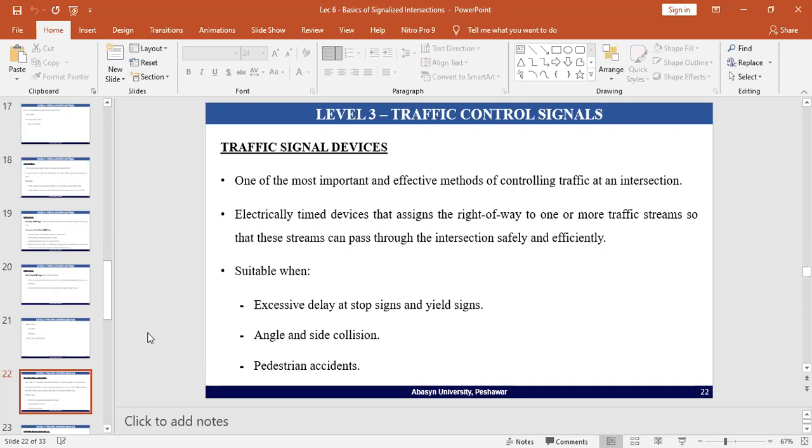So then you will have to move towards a flyover or underpass, which are different options. A flyover you will have to provide where there is major traffic that is higher in volume.